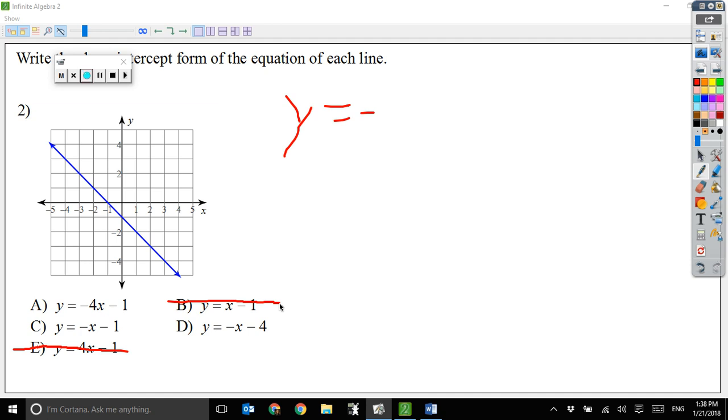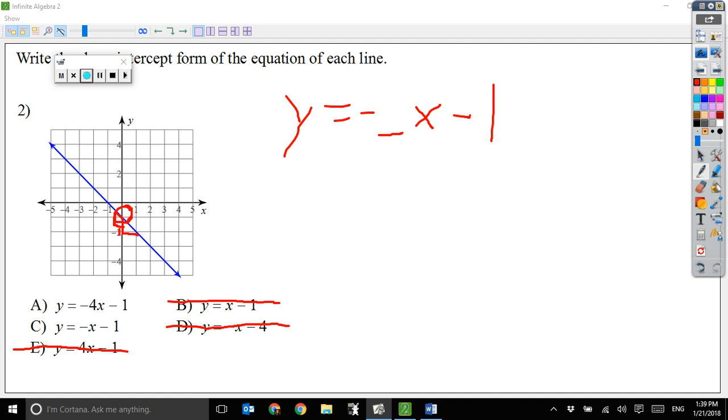Alright, I see that it crosses the y-axis right there at -1. So I know I'm going to have a slope times x, and then my y-intercept is -1. Since my y-intercept is -1, I cancel out letter D. Let's see what my slope is doing. It starts off right here at -1, and then it goes down 1 over 1.